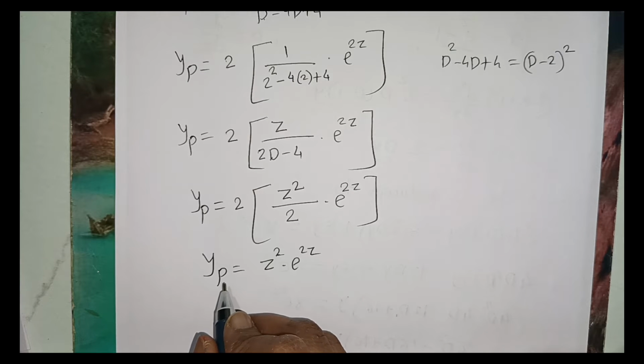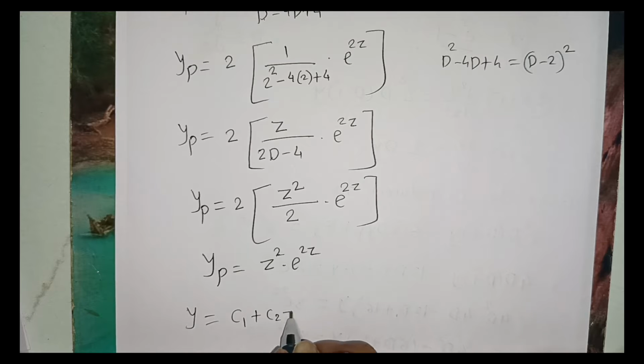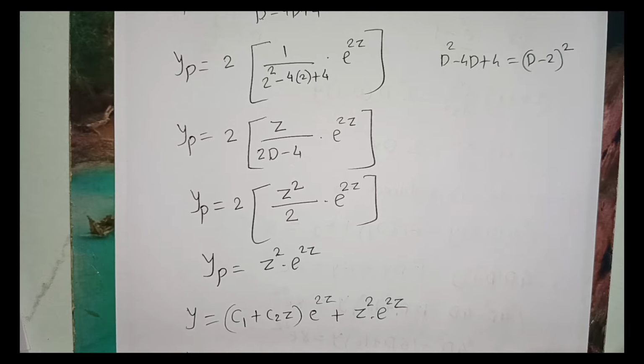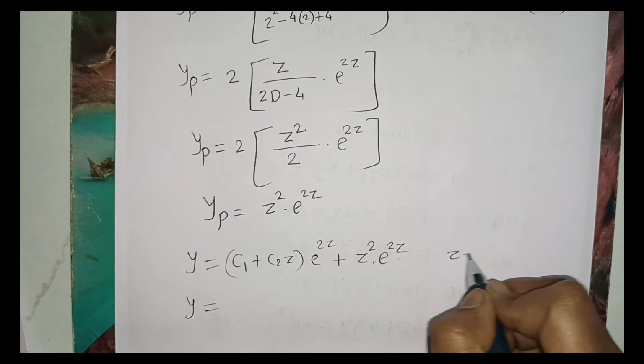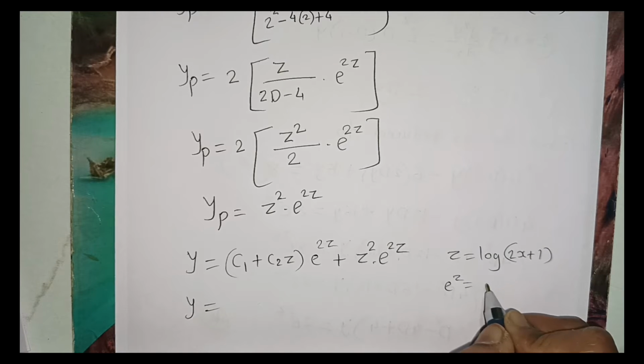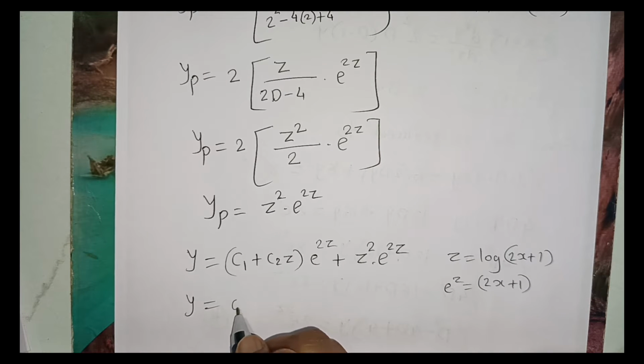Now you have yp and yc in terms of z. So y is equal to (c1 plus c2 z) e raised to 2z plus z squared e raised to 2z. Both the things are in z, but the actual differential equation has x as the variable, so you have to resubstitute for z. What is z? z is equal to log of (2x plus 1), and e raised to z is equal to 2x plus 1. So make this change in the solution. So it is c1 plus c2, z is log of (2x plus 1).